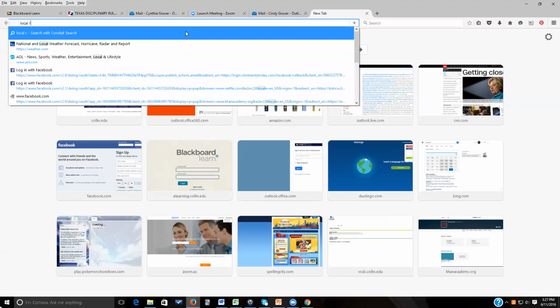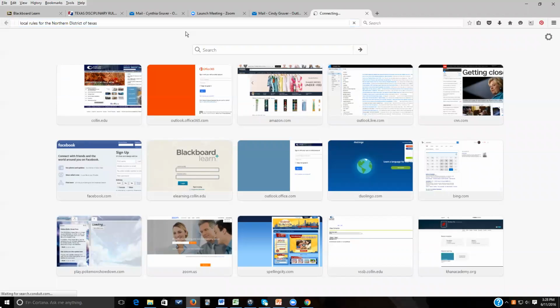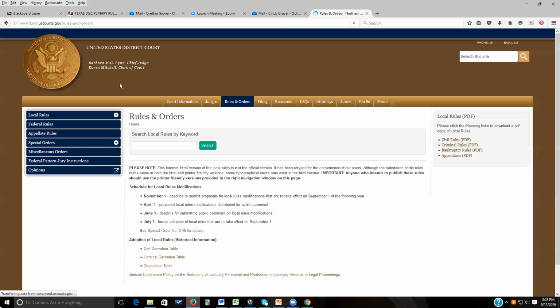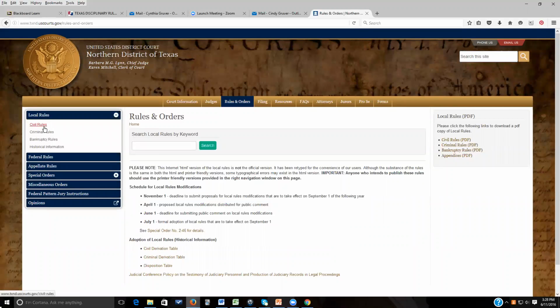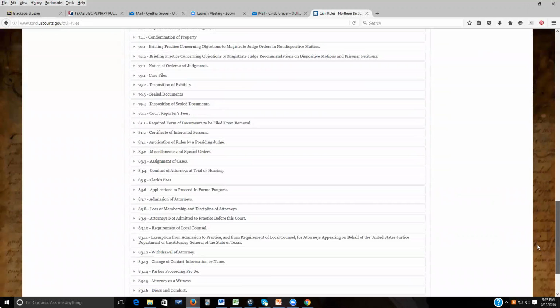Let me just look at the local rules for the Northern District of Texas. This would be a federal court. And here we have the local rules right here. So I'm going to expand here. We have the local rules for civil matters, the local rules for criminal matters, and the local rules for the bankruptcy court. We're just going to look under the civil rules. And again, here are the rules, the things that are specific to the Northern District. So in other words, the Eastern District of Texas or the Southern District of Texas might have very different rules. This is how to find them. So you always have to check those when you're practicing in court.